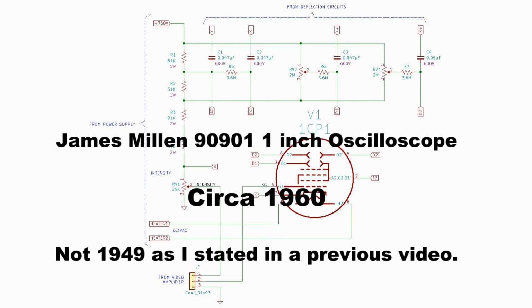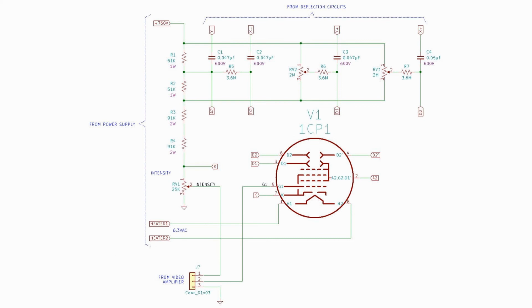Here we're looking at the schematic of the James Millen 90901 oscilloscope module. This schematic represents the modified version that I created in this system. You'll note that the modification is in the intensity control circuit. Looking at RV1, the intensity control, you'll note that the line goes straight across to G1, or it used to, and that was the brightness control for the oscilloscope tube. That was before video was applied.